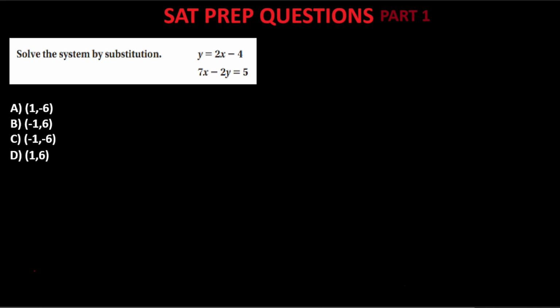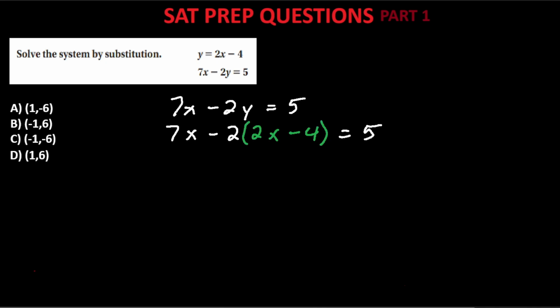So we're asked on this one to solve by substitution, and I see that over here it says that y equals 2x minus 4, so I can replace this y with 2x minus 4. So we start with the original equation. And we replace the y with 2x minus 4. Now you distribute the minus 2.